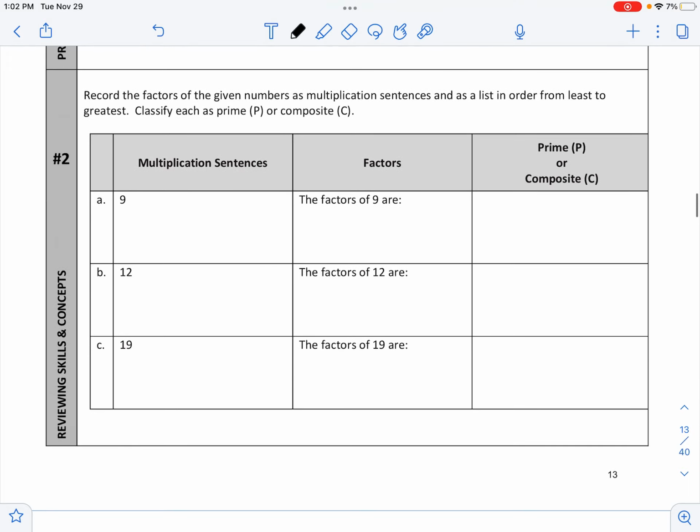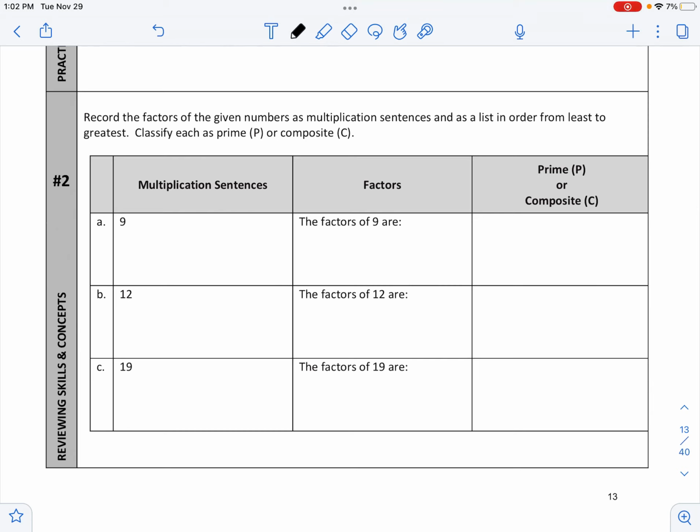Question 2 is just another factor question where you have to write the multiplication sentences and decide if they're prime or composite. If you need help on question 2, just go ahead and go back to Monday number 2, because I go through how to do all the factoring with prime and composite numbers in that video.